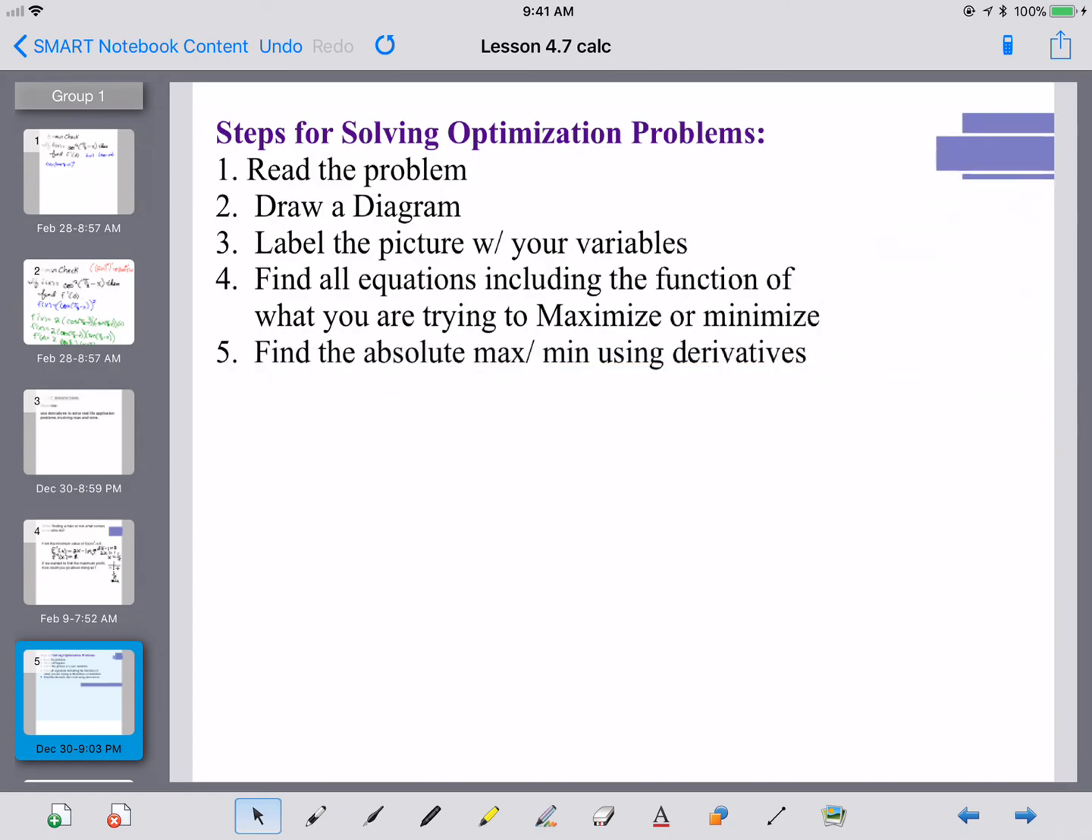And then you do what you do for any equation when you're finding the absolute max or min using derivatives. So that's the 5-step problem, or 5 steps that you want to take to solve these types of problems.